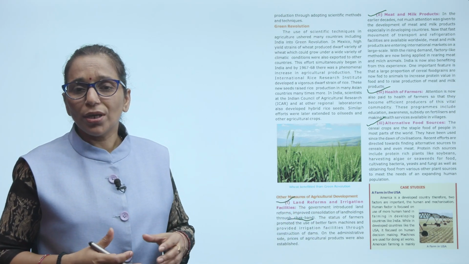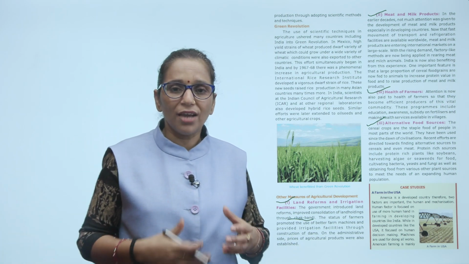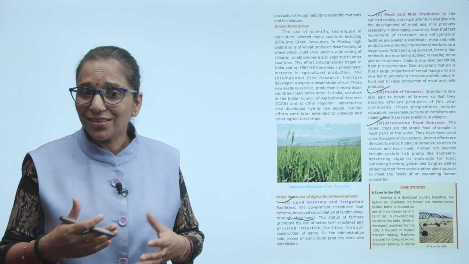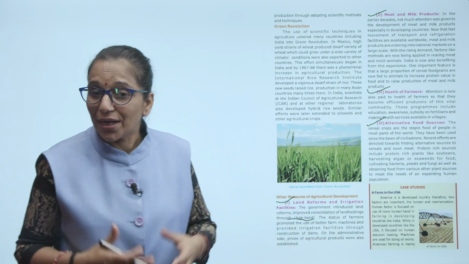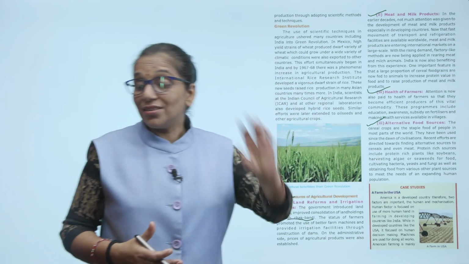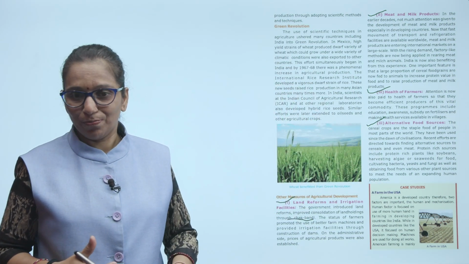Protein-rich sources including protein-rich plants like soya bean, harvesting algae, seaweeds for food, cultivation of bacteria, yeast and fungi, as well as obtaining food from various other plant sources to meet the needs of the expanding human population. So, we need to find the alternative food sources.